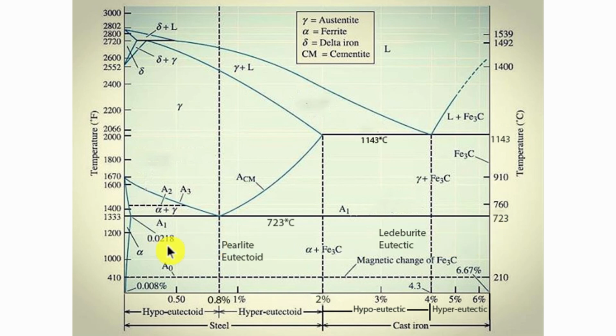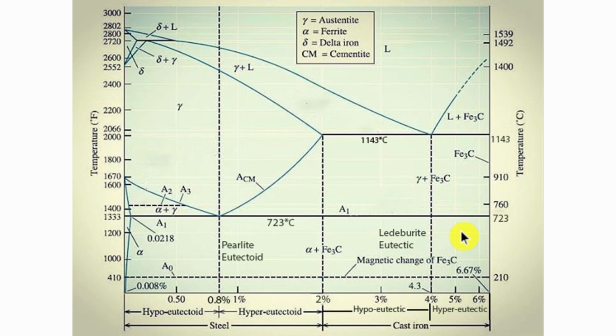So in any carbon alloy, whether carbon steel or cast iron, any carbon percentage you select, below A1 temperature, it will form ferrite and cementite. So that is the importance of A1 temperature.